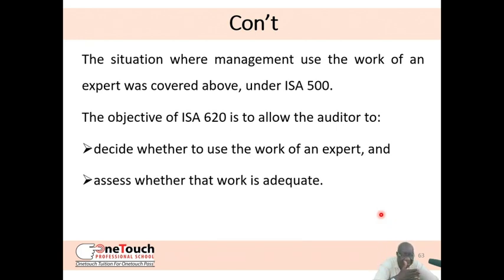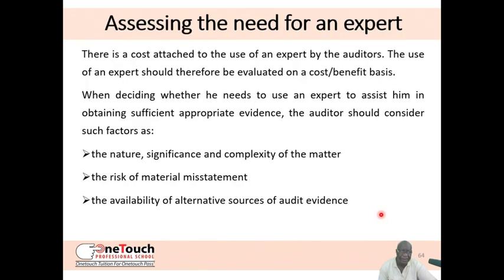The objective of ISA 620 is to allow the auditor to decide whether to use the work of an expert and assess whether that work is adequate. That is your work. Will you rely on an expert as an auditor? And if you are going to rely on it, whether that work is adequate for your purpose.